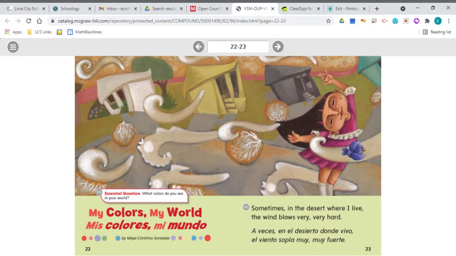The essential question I want you to think about is, what colors do you see in your world? What colors do you see in your world? Because she's going to tell you about the colors that she sees in her world. Her colors, her world, right?